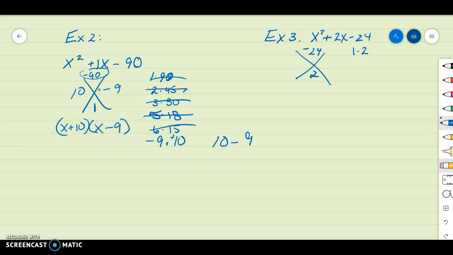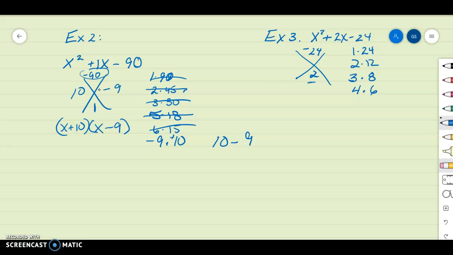So you got 1 times 24, 2 times 12. Either one of these is going to give you a 2, whether you add or subtract? Well, 24 plus 1 is 25, 24 minus 1 is 23. This would be a 10 or a 14, neither of which are 2. All right, 3 times 8. Would that give me a 2? 8 minus 3 is 5. No.